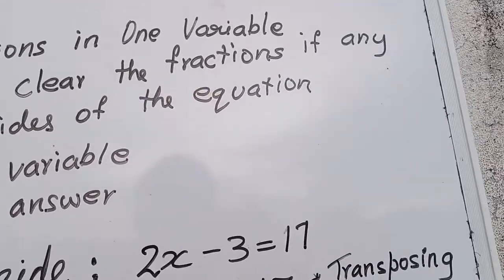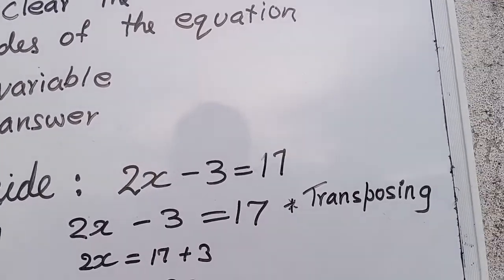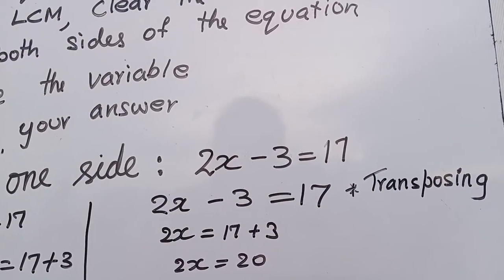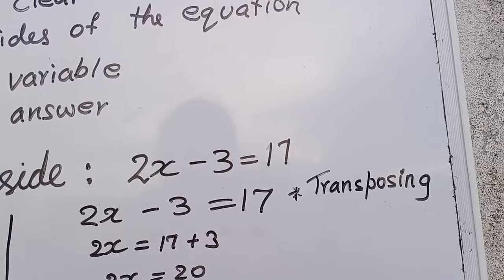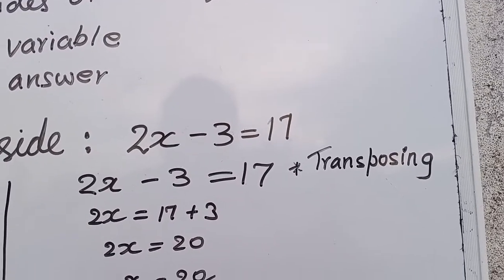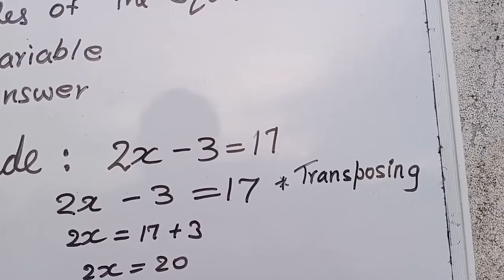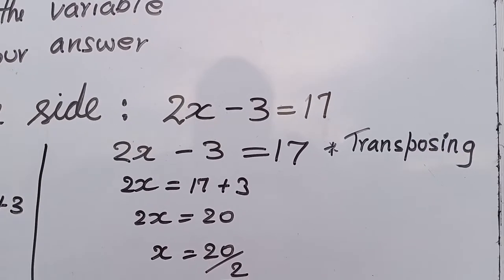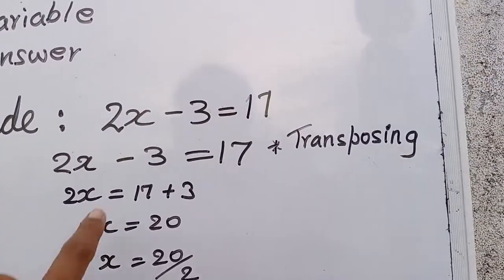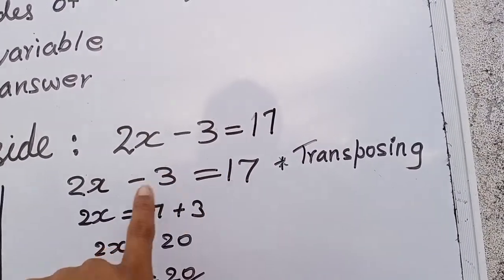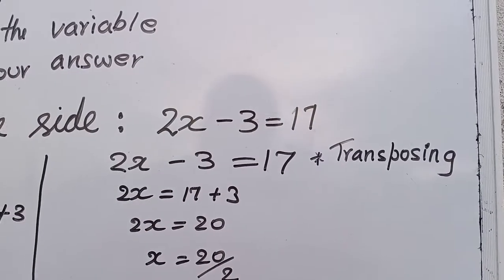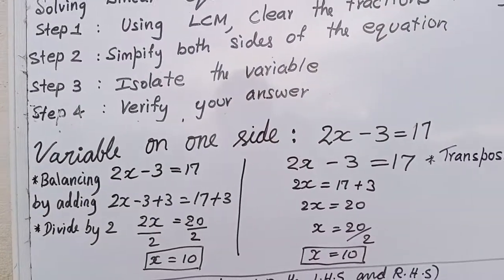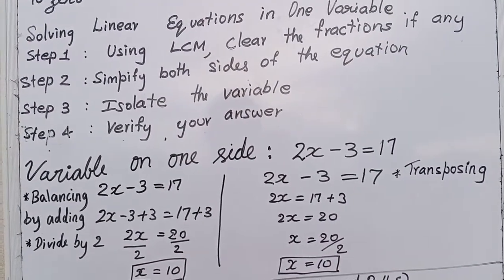How can we transpose? See, first 2x with the minus 3 is there. If I shift this minus 3, it will become plus 3. So 2x is equal to 17 plus 3. 2x is equal to 20. 17 plus 3 is 20. Now multiplication is there. I have to transpose, so it will become division. Minus has become plus. Multiplication will become division. So 20 by 2, x is equal to 10. These are the two methods we can use to solve the variables.